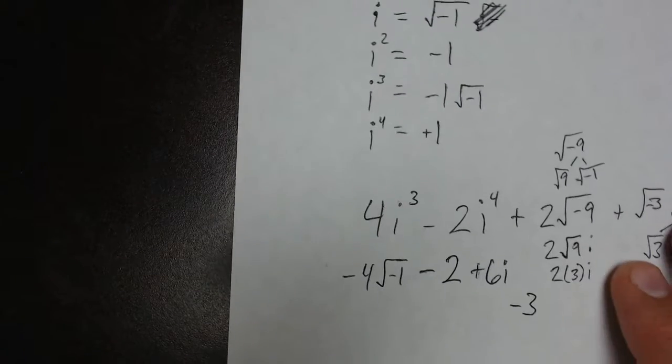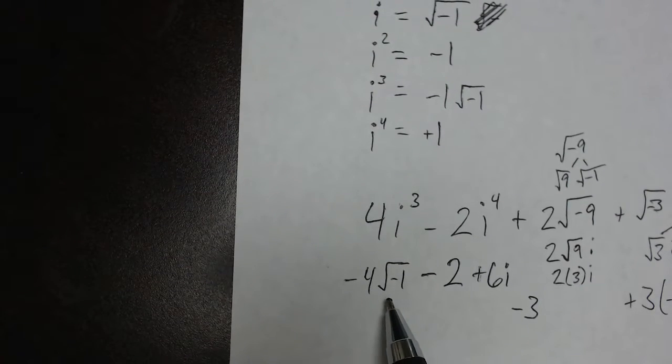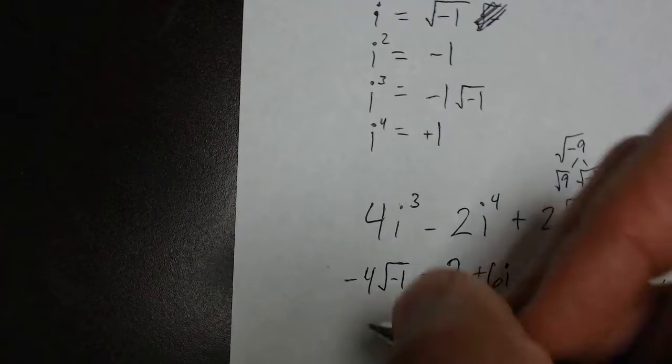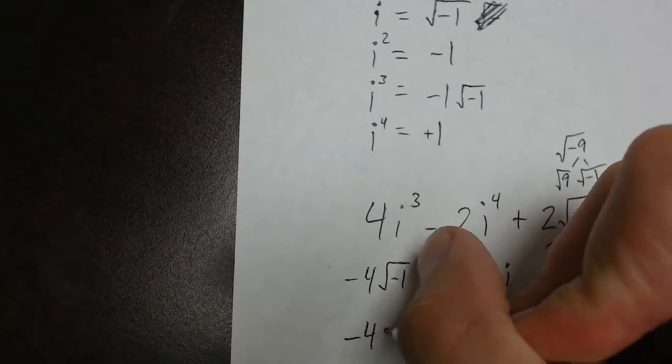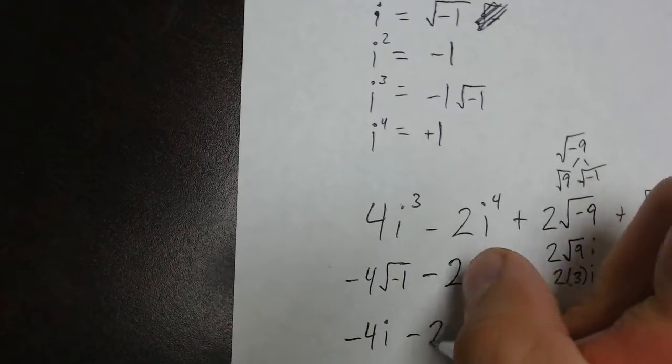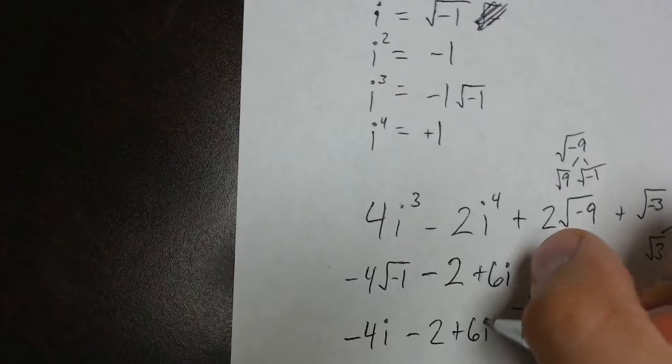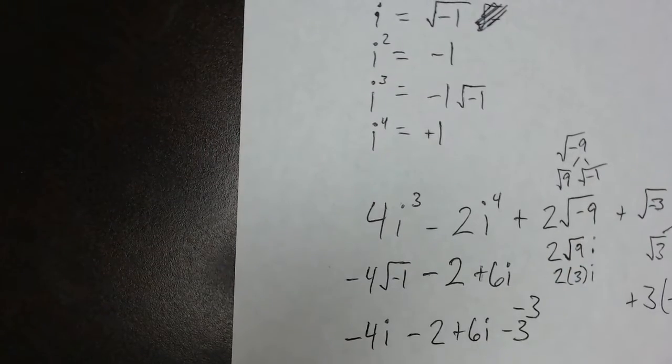So come back over here. Oh, and then this -4 times the square root of -1, this one I should turn back into an i. I forgot to finish that one. So this first term we have -4i minus 2 plus 6i minus 3.